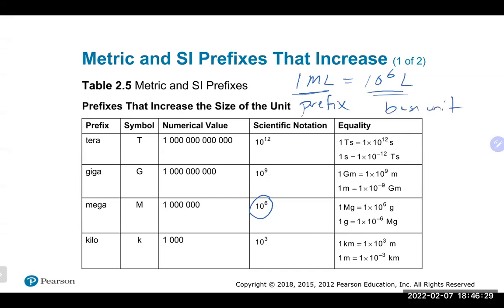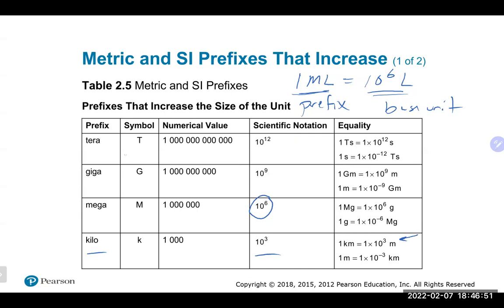And it's really important to keep that straight. It's a very common error that a lot of people make when they see a table like this and they go, oh, kilo is 10 to the 3. They always sort of want to do it backwards. And as you can see here, it is 10 to the 3 meters and 1 kilometer as well.